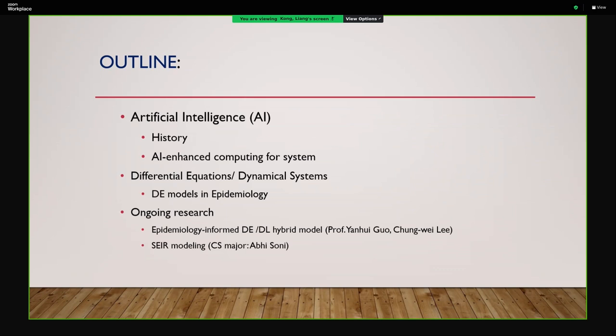I'm going to go over a little bit of the history of AI and how you use AI to compute the system. And then I move to the second part, differential equations. What is a differential equation? In the application world, it's called a dynamical system. There are some models in epidemiology and also in ecology. And finally, I will introduce what kind of research I'm doing right now with our colleagues and with students. Actually, he's doing some work on the SEIR model, a type of epidemiology model. We are using an AI hybrid method.